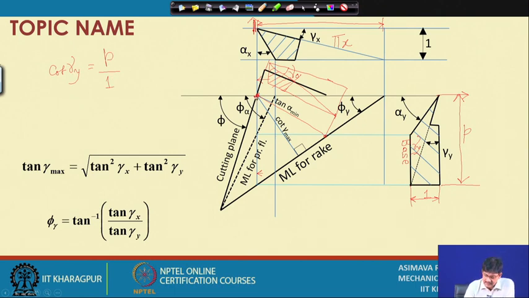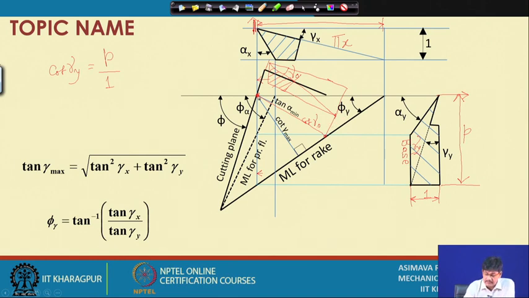So, I can say that this distance represents cot gamma y, this distance represents cot gamma x, and this one represents cot gamma O. So, just draw a straight line in that particular section in which the rake angle is being considered. These lines will be representing the cotangents of those rake angles. That is good, that is interesting.